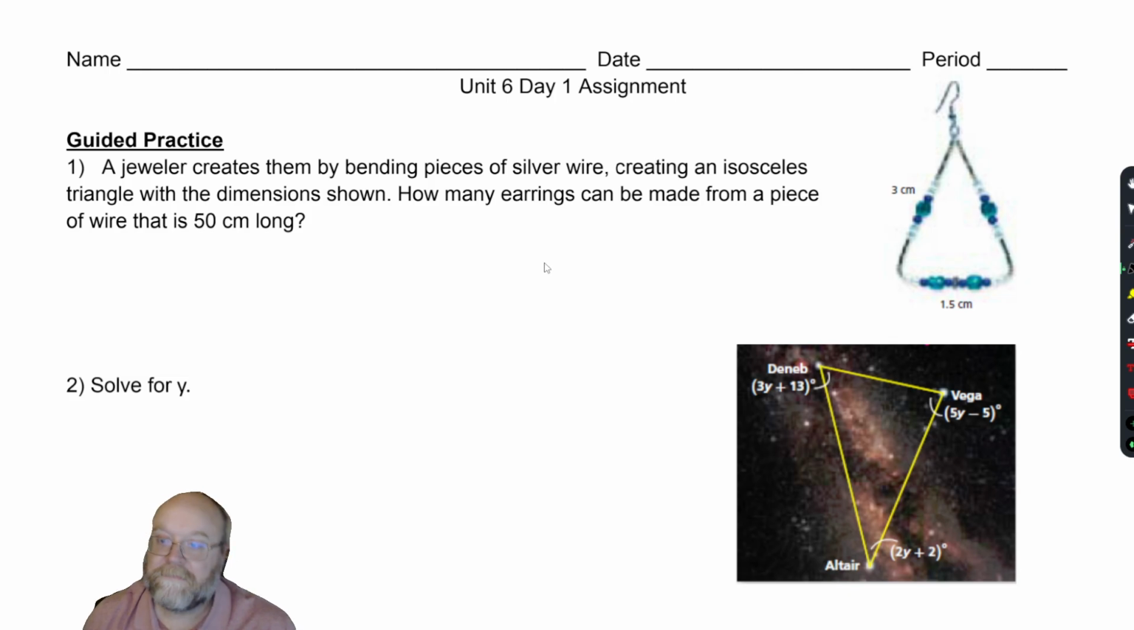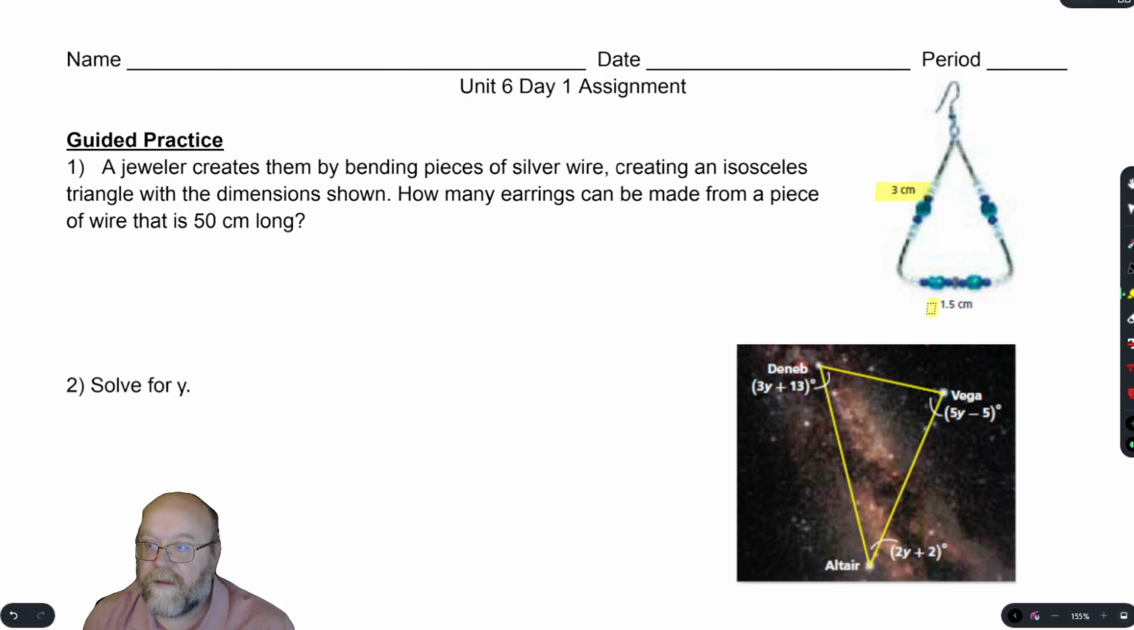Makes sense? I have 50 centimeters. How much wire do I need? Well, how the heck would I know that? I only have this side right here, and I got this side. I need to know what this side is. How would I know that? Well, isosceles is how I know it.